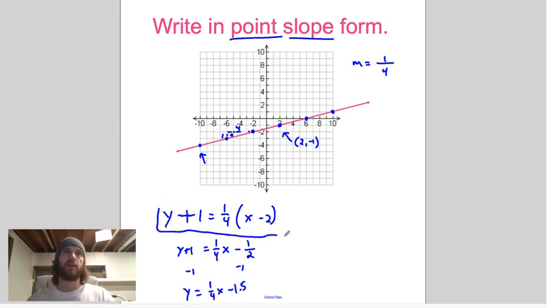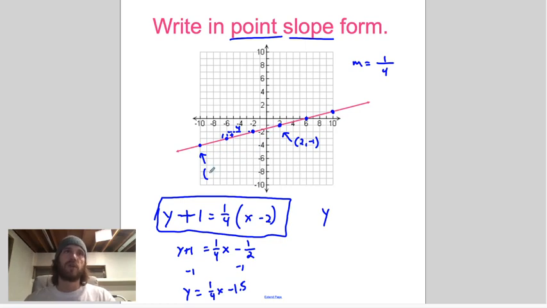I got a little ahead of myself. This is it in point-slope form. This is it in slope-intercept form. The reason I'm writing it in slope-intercept form is because I want to show you that I went above and beyond there. I want to show you that these two are the same thing. I can choose either point and it represents the same line.